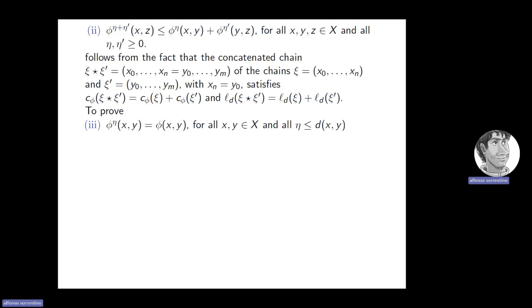Now, this one is the fact that if you look at the chain xy, when eta is less than the distance of xy, this chain is admissible with length larger than eta. So in the inf, you have to take this into account. And since you know that phi of xy is less than phi eta of xy in any situation, they have to be equal in that case.